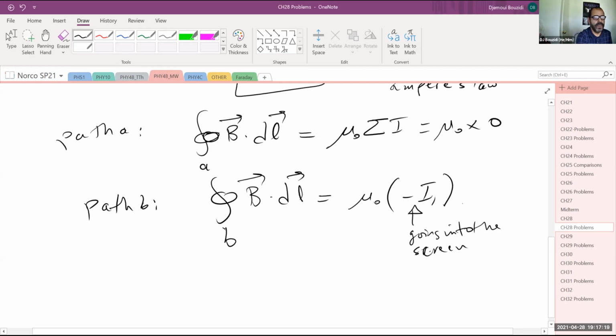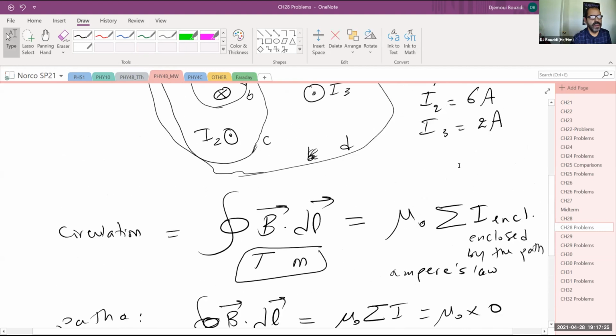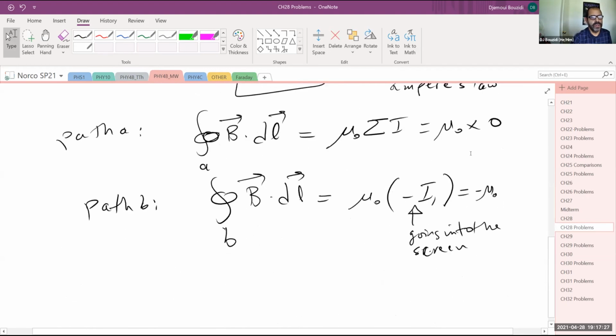Okay? So this one is equal to minus mu naught times the current, and the current is actually 4 amps. So it's minus mu naught times 4, and I need the value of mu naught, which is 4 pi times 10 to the negative 7. 4 times 4 is 16 times pi. So I need the calculator in here. 16 pi.